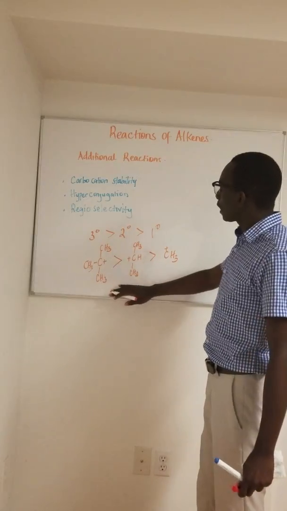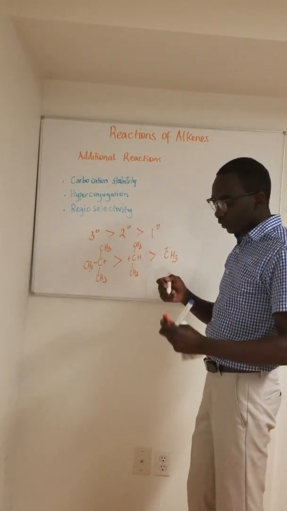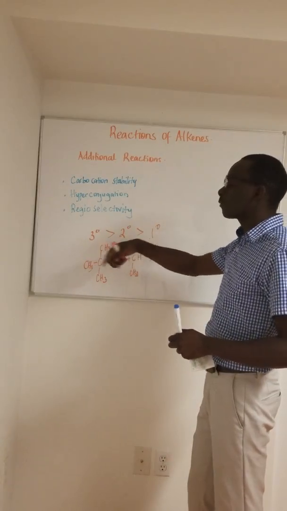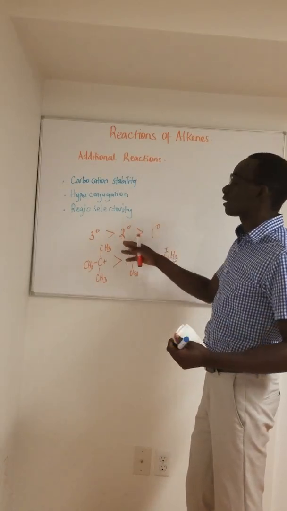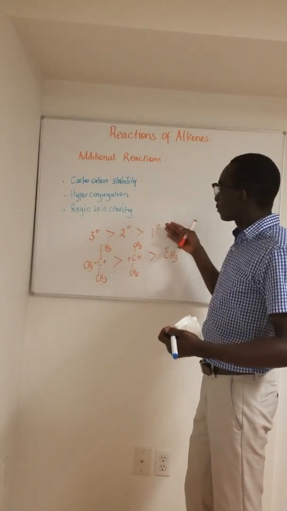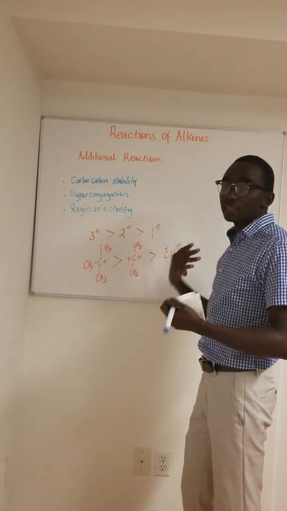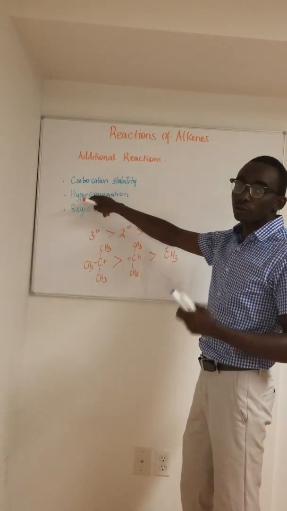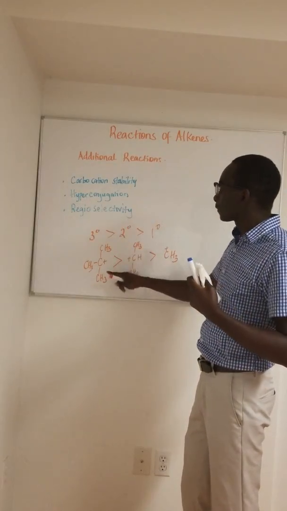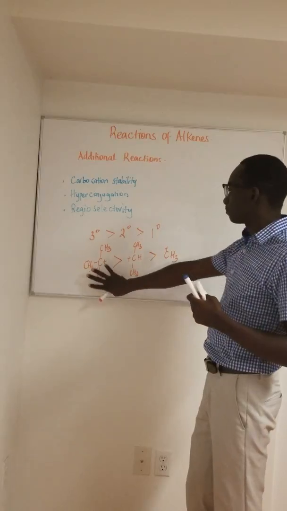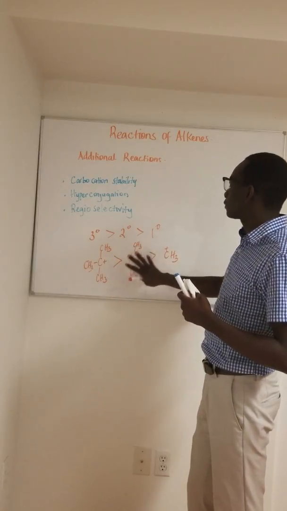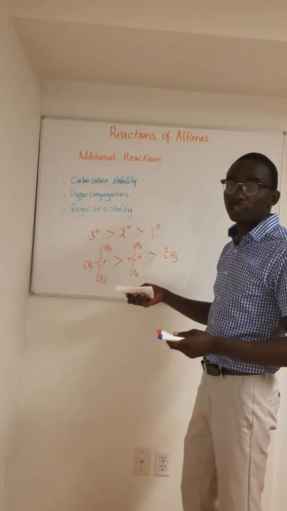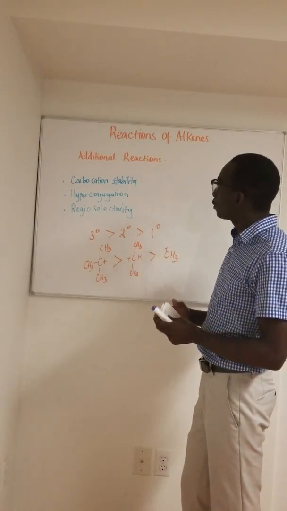Now hyperconjugation explains why tertiary carbocations are more stable than secondary, and primary carbocations are the weakest. We are going to use the hyperconjugation theory to explain why the tertiary is more stable compared to secondary and primary. I will illustrate this using molecular models.